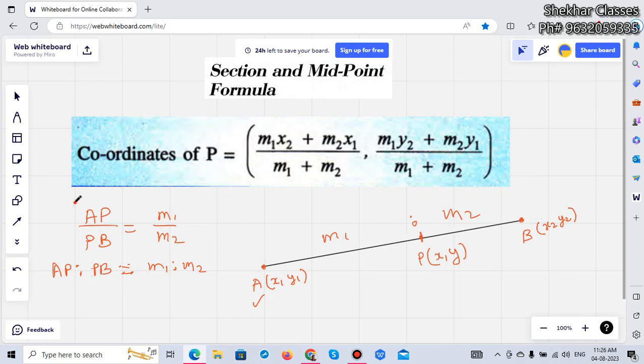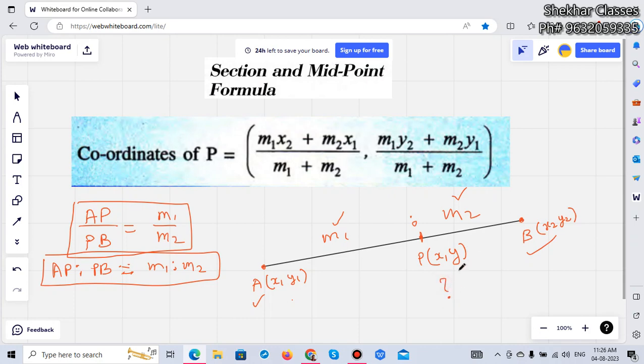You can see I have mentioned that over here. AP is to PB is M1 is to M2. Then see, this is given to you, this is given to you, but the coordinate of point P is not known to us. So we have to find the coordinate x and y for the point P. How to find it out? To find the coordinate of P, we have a formula.